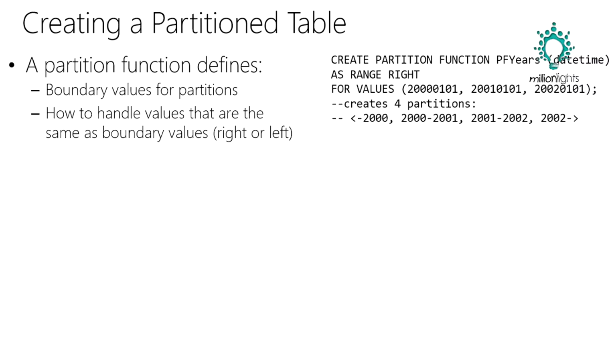In the code there, I just want to call out that we've defined 3 boundary points, and if you think about this logically, if you make 3 cuts in something, you end up with 4 pieces. So by defining 3 boundary points you create 4 partitions. We've got everything before 2000, from 2000 to 2001, 2001 to 2002, and anything greater than 2002. That's the partition function.